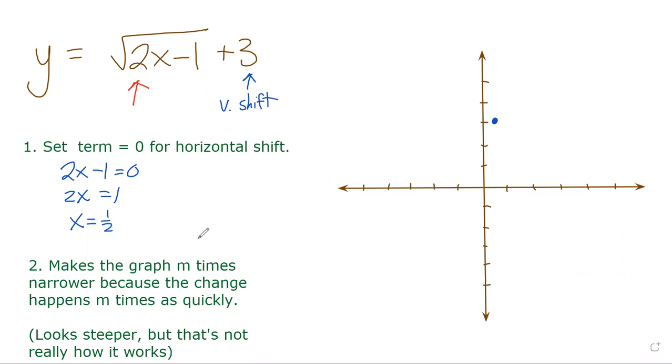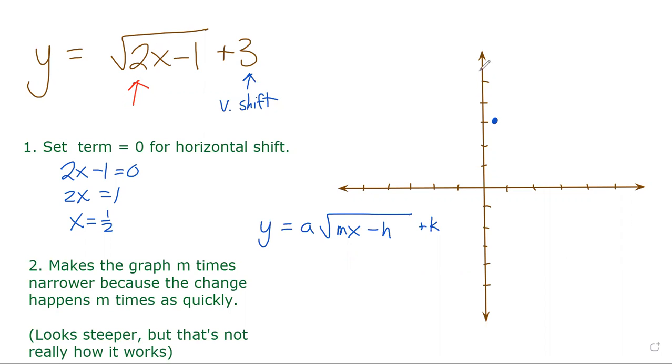Okay, the second thing that's going to happen because of this number, and by the way, we're going to call this m for now, so we could write this format as y equals a root mx minus h plus k. This is not a slope. I'm just picking a letter to use there. What's going to happen is that this number is going to make the graph m times narrower. So this graph is going to be twice as narrow as a graph that was just root x.